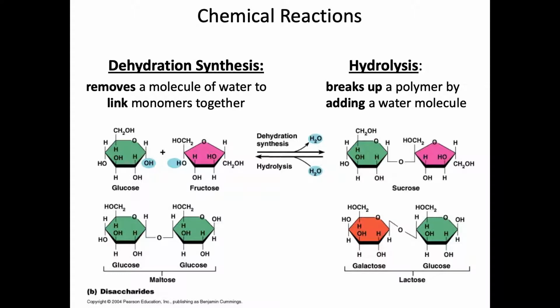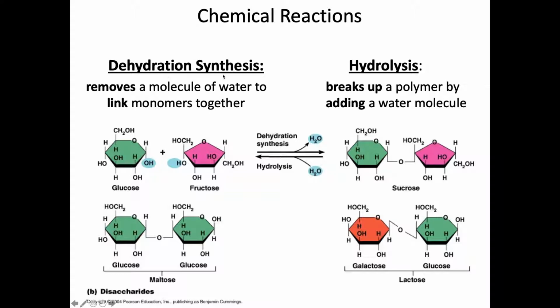So how do we make these polymers? How do we string these monomers together to make a polymer, to make these large molecules? Or how do we break these large molecules? How do we break these polymers into their subunits, into their monomers? We have 2 certain types of chemical reactions.